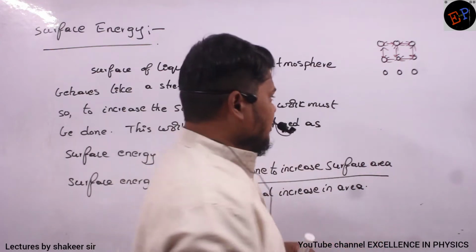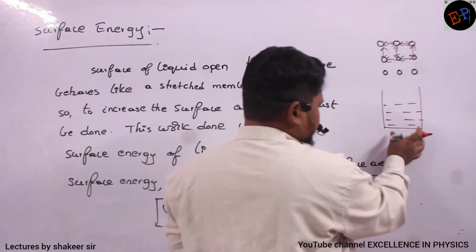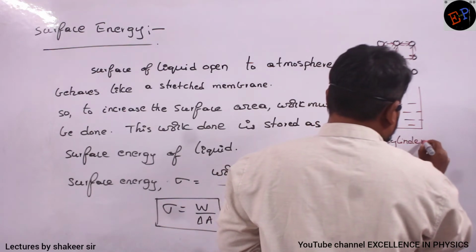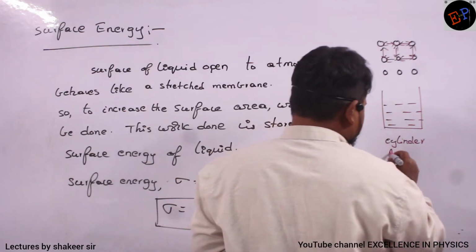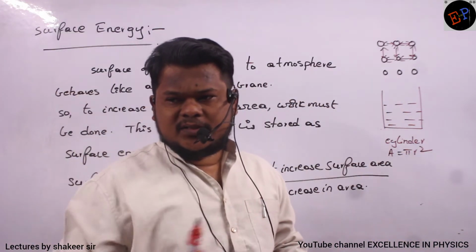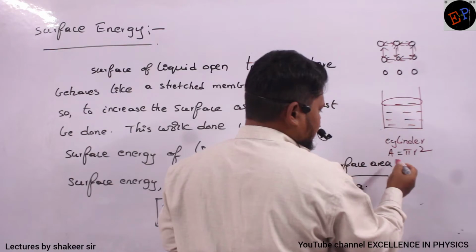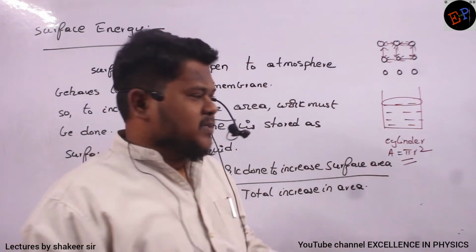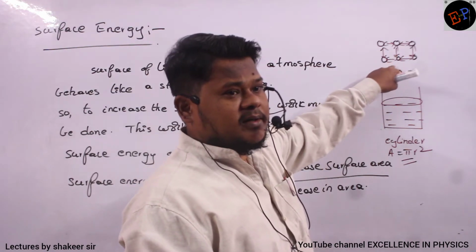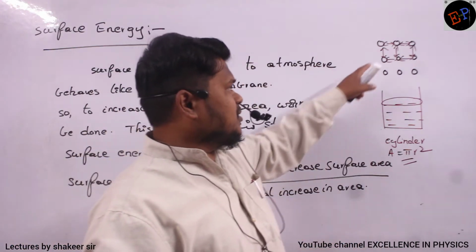For example, consider a tank of water in the form of a cylinder. Then what will be its surface area? The area of cross section is pi r square. It means the top surface also will have an area of pi r square. So if I want to increase that area, definitely I have to oppose the intermolecular and interatomic forces. I have to increase the distance between the molecules. It means I have to oppose these forces.